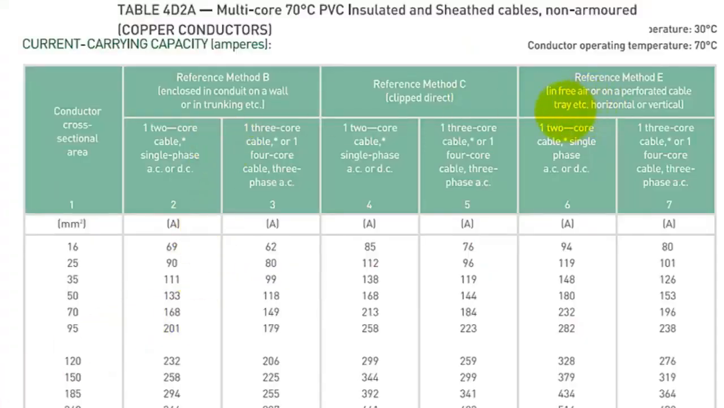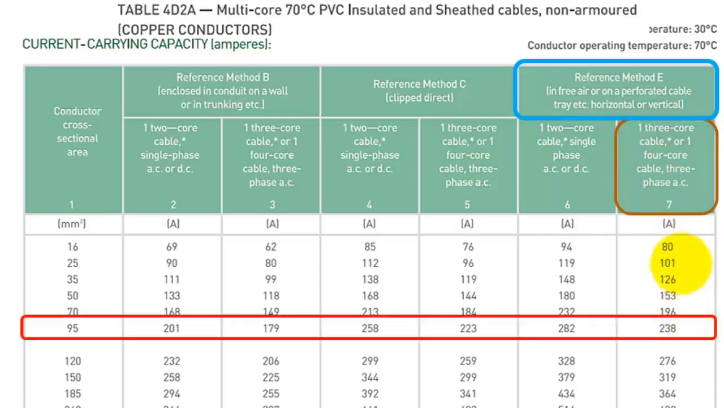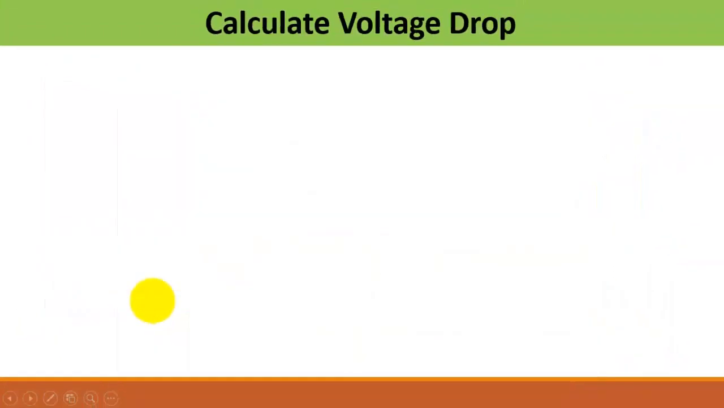In this table, first select the method of installation. Then comes the type of cable you are using. We select multi-core cable. In this column, look for the current which is either equal or greater than the computed load current. 238 ampere is okay. And cable size comes out to be 95 square mm.